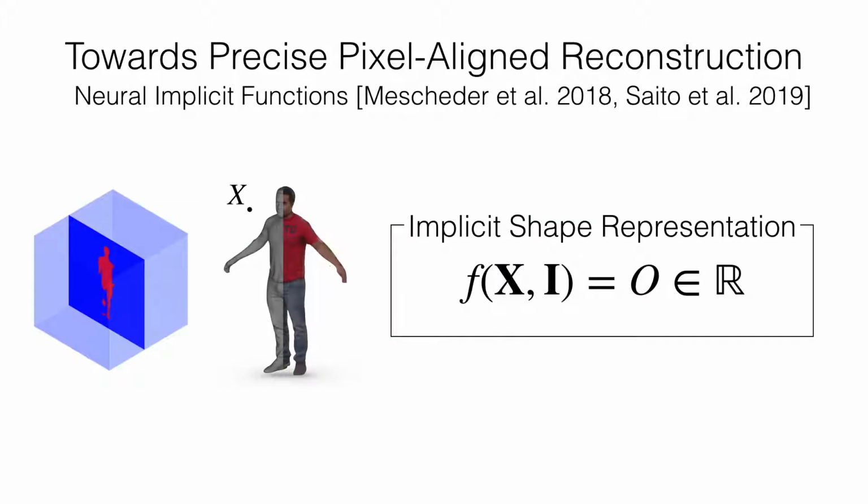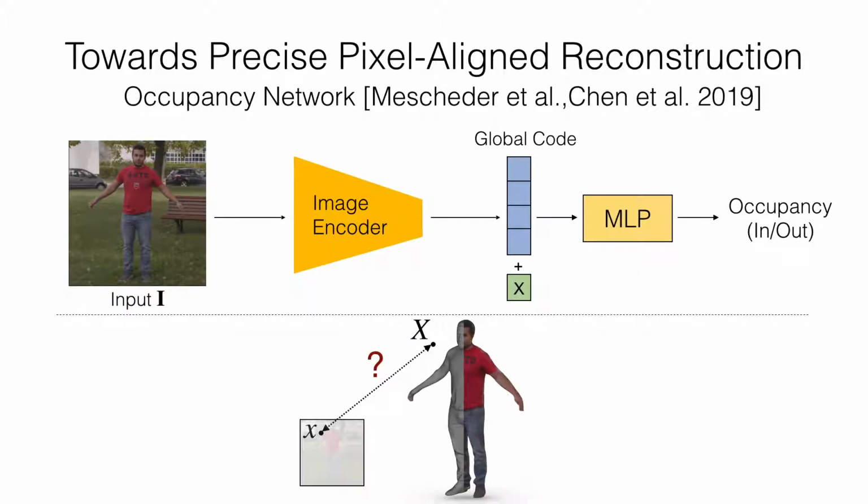In PIFu, we use neural implicit function for shape representation. 3D shapes are represented by the level set of occupancy fields parameterized by a neural network. Since this formulation does not involve any discretization, we can effectively model 3D shapes at an arbitrary resolution. Early works including occupancy network encode an input image as a global descriptor to reconstruct corresponding 3D shapes. However, this way, the network does not leverage spatial relationship between queried 3D points and the input image.